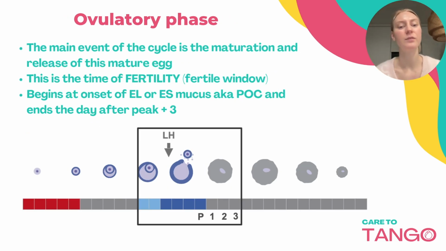And here you can see the ovulatory phase on the chart below. This is the main event of the cycle, and it's the maturation and release of this mature egg. So this is your fertile window or your ovulatory phase. Fertile window includes ovulation, but it also includes the days prior to ovulation where we're seeing that mucus, and then also 3 days after our peak day, just in case the egg gets released a little bit later. And then we also have time for that egg to disintegrate because it only lasts up to 24 hours, right? So the beginning of the onset of EL or ES mucus, aka our POC, our point of change, is going to be the opening of this fertile window and the opening of our ovulatory phase. And the ovulatory phase is going to span until peak plus 3.